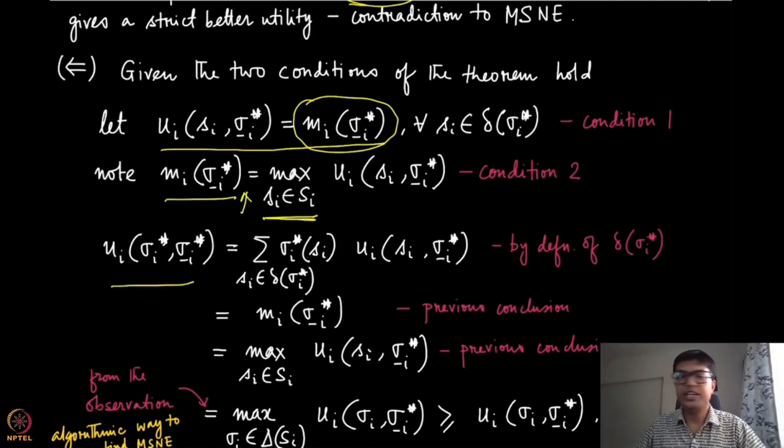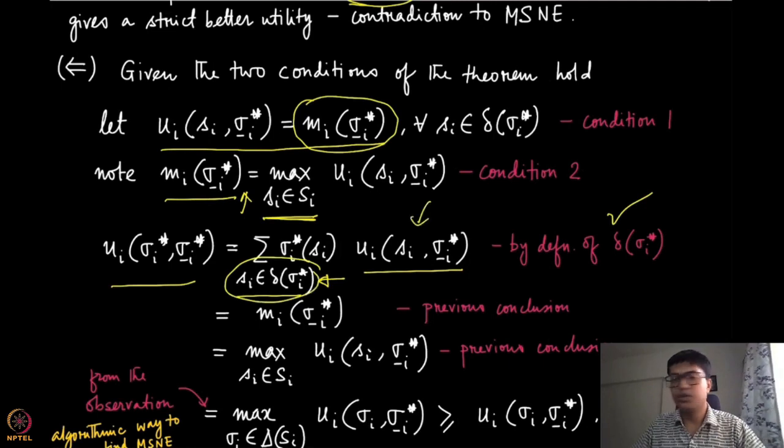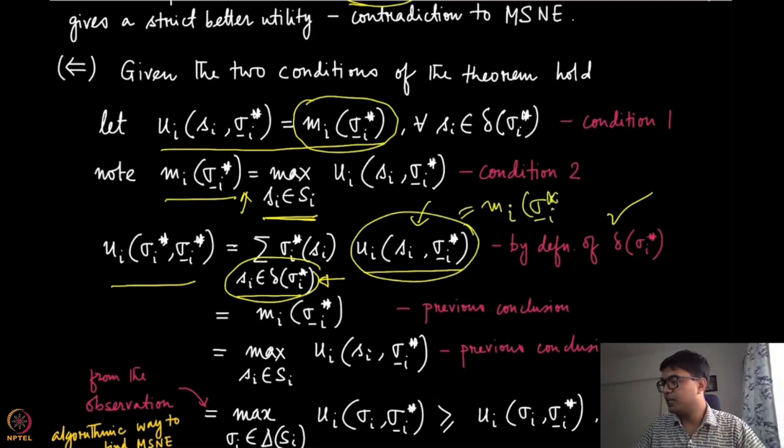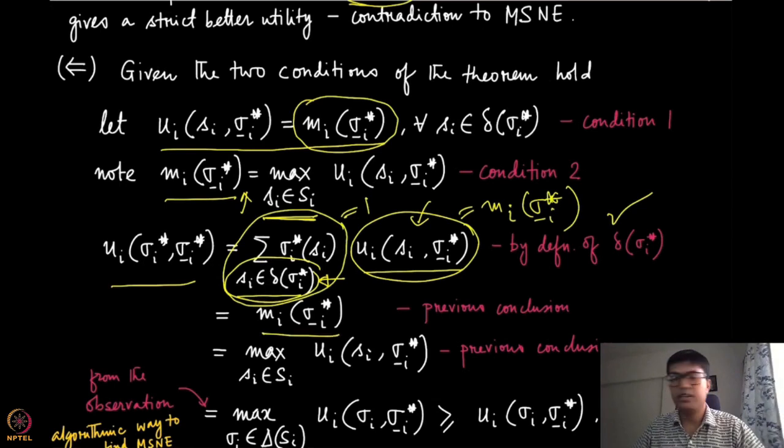Now let us look at the utility of sigma I star, sigma minus I star. As before, we write this as a probabilistically weighted sum of the utilities at those pure strategies, where the pure strategies are living within the support of sigma I star. This is by the definition of sigma I star. For all other cases, it is going to be zero, so we don't really need to care about that. Now because these numbers are all equal, since we are looking only at the strategies within the support, these utilities are going to be the same, equal to MI of sigma minus I star. So this is a constant, not dependent on SI anymore. We can take that constant term outside the summation, and the summation will always be equal to 1. So therefore it just becomes MI of sigma minus I star.